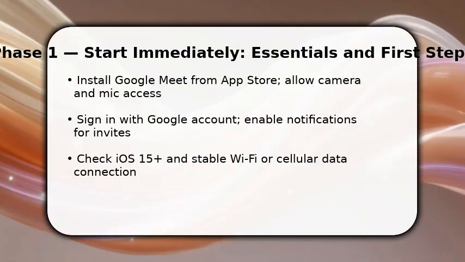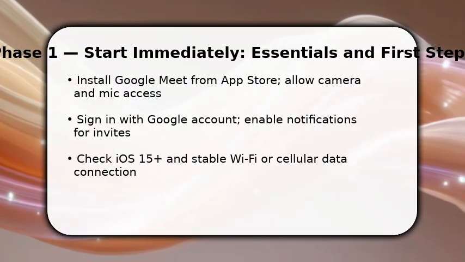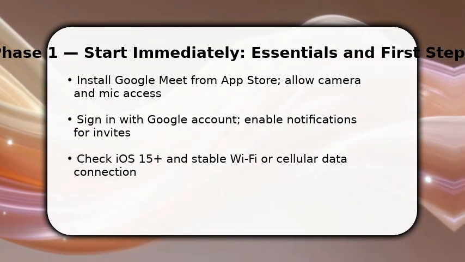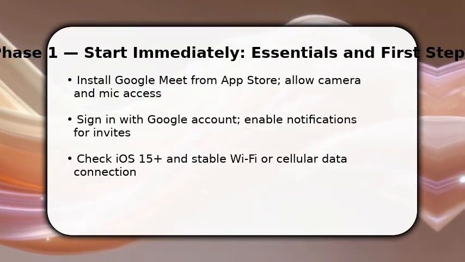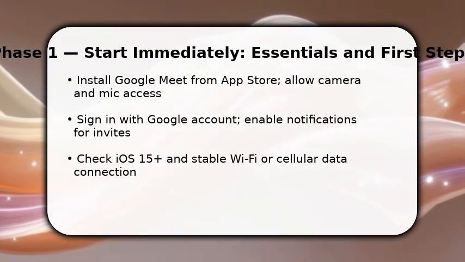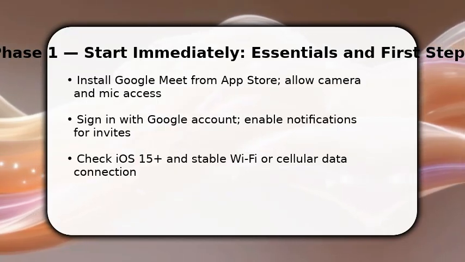Enjoy the video. You'll begin by installing Google Meet and signing in so you can join or start calls immediately. Tap Install, then open the app and grant camera and microphone permissions. This lets others see and hear you. Once signed in with your Google account, make sure notifications are enabled so meeting invites arrive on time.